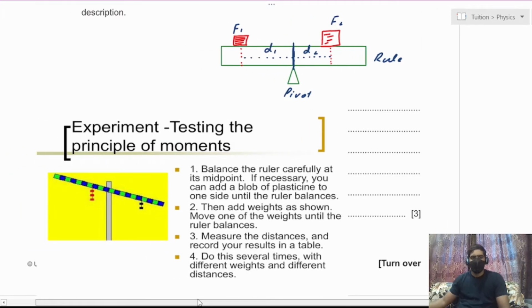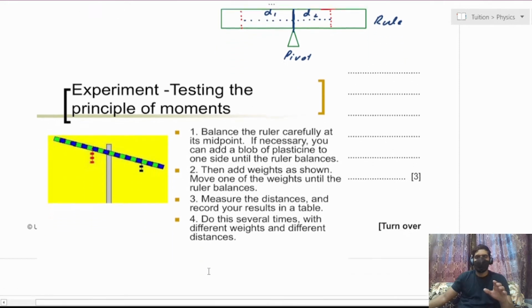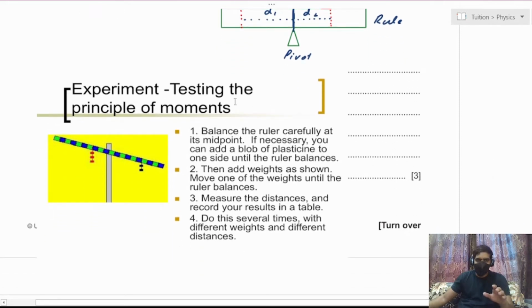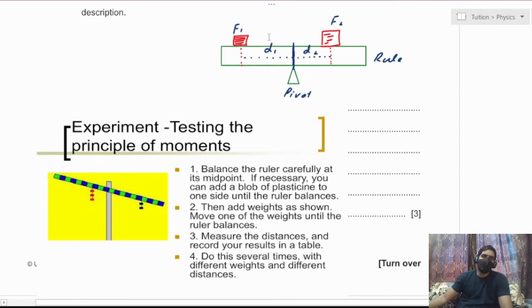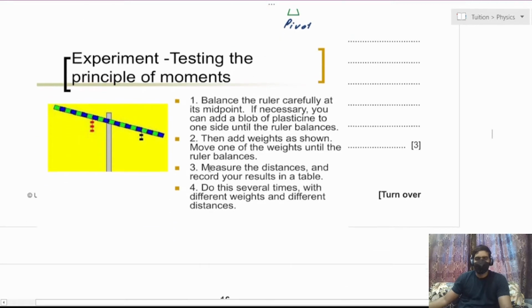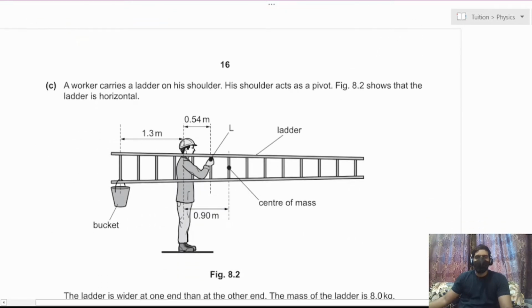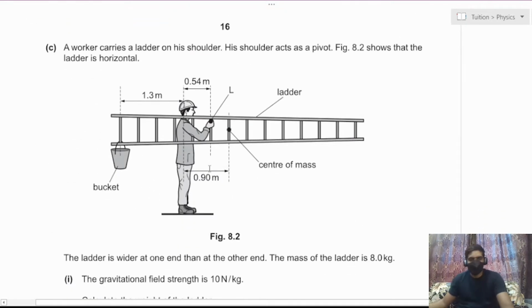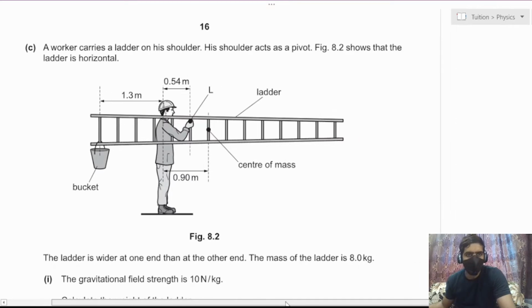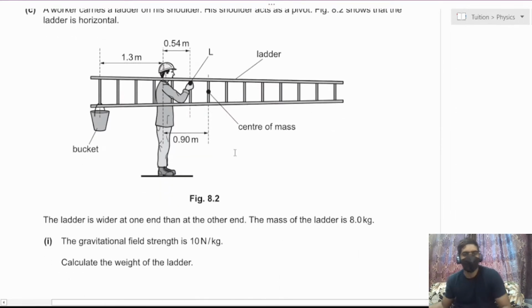Right, so every time you get a question like this which you have to verify the principle of moments, you can write these steps, right? And the diagram, this diagram would be okay. You write down these steps, draw the diagram. All right, let's move on to the next one, which is calculation based.